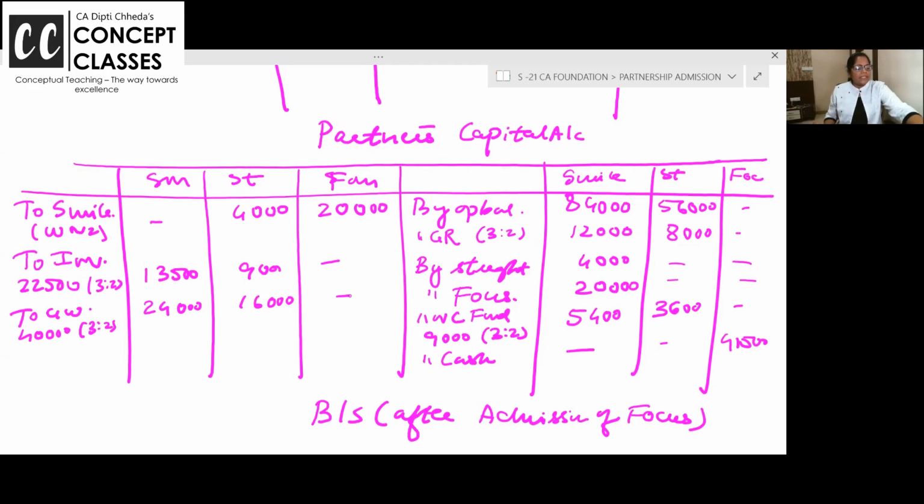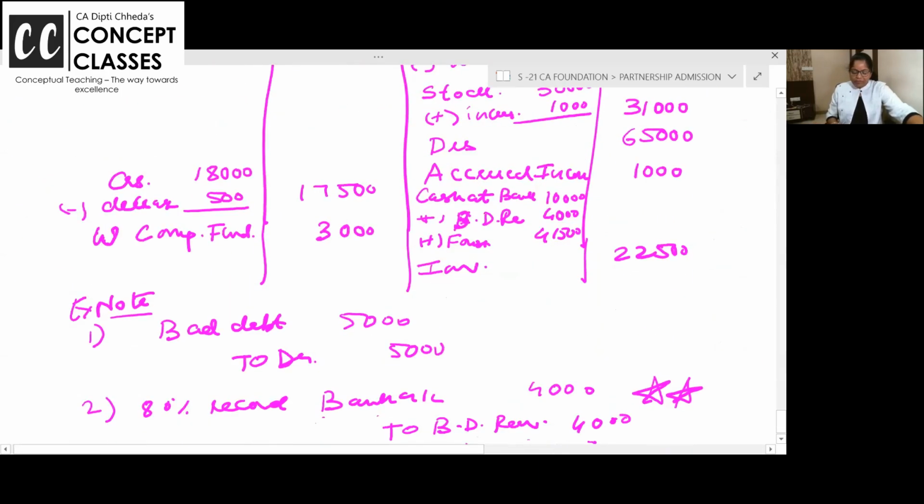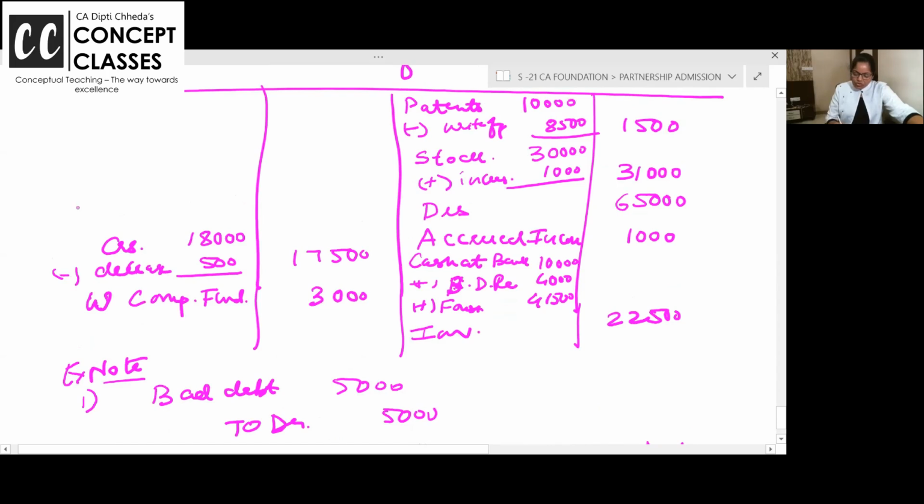Come to liability side. Creditors we have written. Acha, there is no change in employees PF. So it's a liability as it is, you write down. Employees provident fund is a liability. Workmen's compensation fund. Yes, it is a reserve.